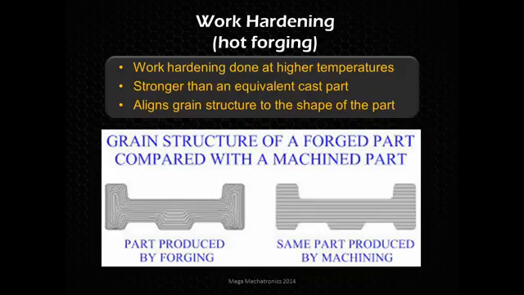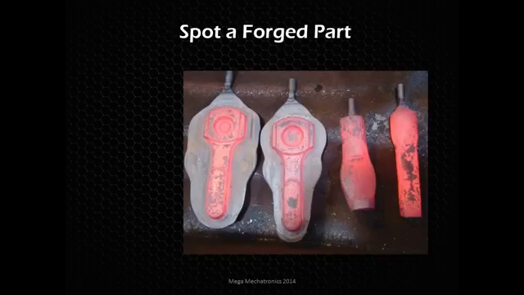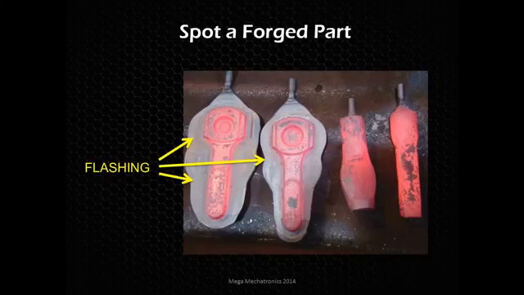So here's a little tip on how to spot a forged part. Let's say we're making a connecting rod for a vehicle, and we're going to be looking at the flashing. This is that extra material after that press came down and formed the part. There's going to be some metal that flows out, some extra metal, and they're going to have to cut that off and grind it down. So that's what you look for. You look for those grinding marks.